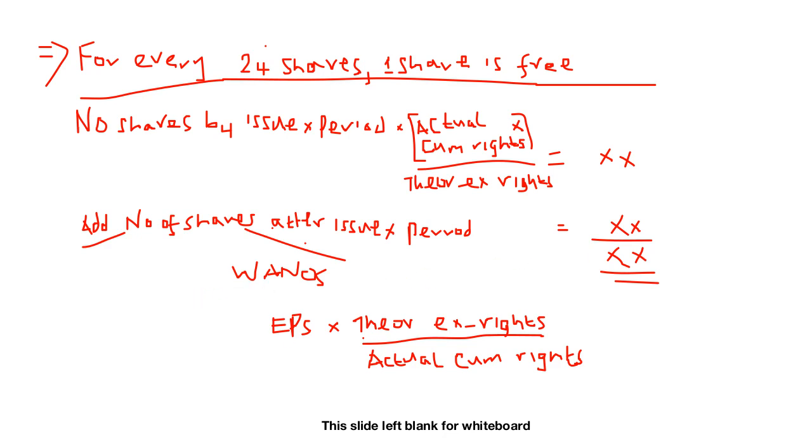So we can look at our problem here. Now the number of shares before the issue period that we have is 4 million. The number of shares after the issue is 1 million.